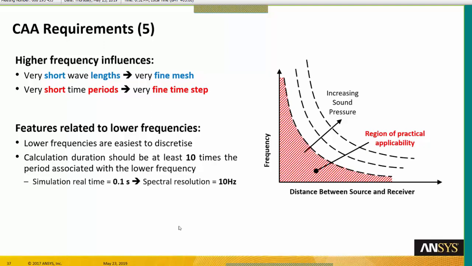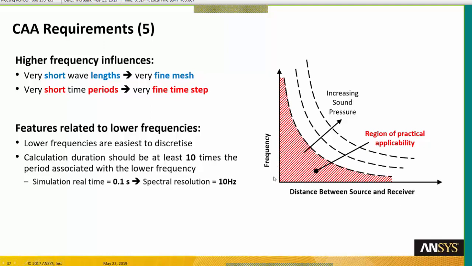Another view of these requirements is this small graph, plotting frequency versus distance between source and receiver. You have two situations. You have a very high frequency but a low distance between source and receiver. So it's still doable, you will have a very small domain. You can grasp very high frequency acoustic waves because you are not going to propagate them on a large domain, because the distance between source and receiver is small.